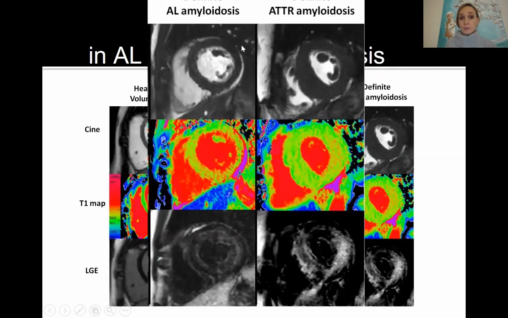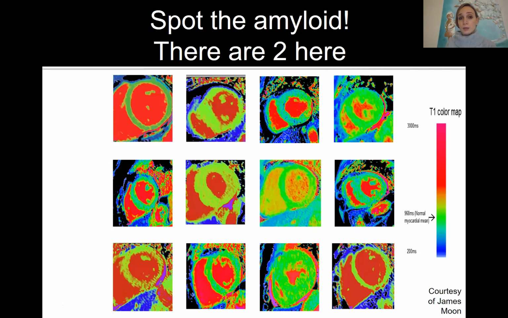And this is the typical appearance of both AL and ATTR amyloidosis on a MOLLI at 1.5 Tesla. So lots of red flags do appear in the myocardium that correspond to the amyloid deposits on the late gadolinium enhancement images. So here are 16 different patients, all with an increase in LV mass. By looking at the red dots in the myocardium, you should be able to spot which of these is amyloid. There are 2 amyloids here.